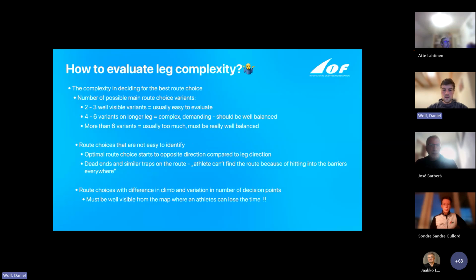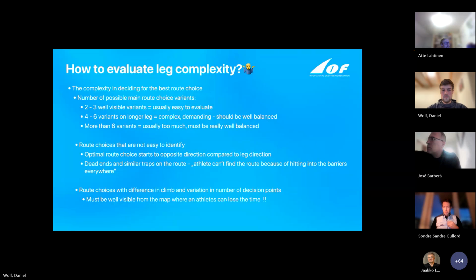So can we now answer the question how to evaluate the leg complexity? These are some points you have to always consider. As I said in the beginning, the number of possible main route choice variants, as we saw in the examples, in case you have 2 to 3 well visible variants, is usually easy to evaluate for the competitor. If you have 4 to 6 on a longer leg, and the longer the leg is, then it's more complex for the athletes. And then I think it should be well balanced from a time perspective, so it's not turned into a part where luck or coincidence plays its role.